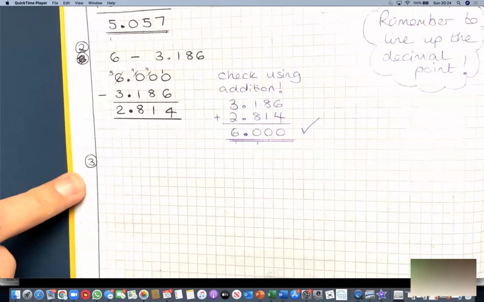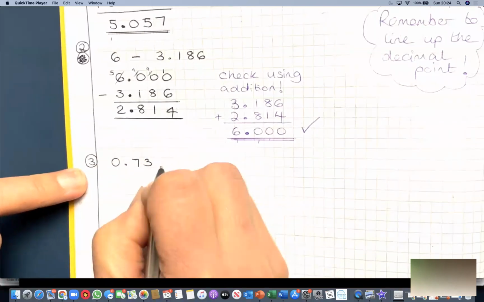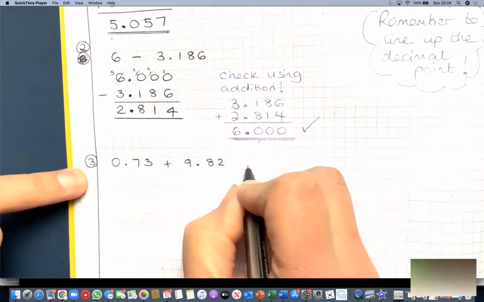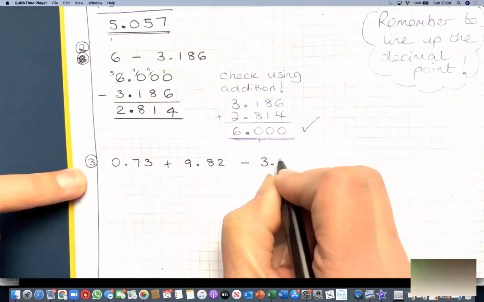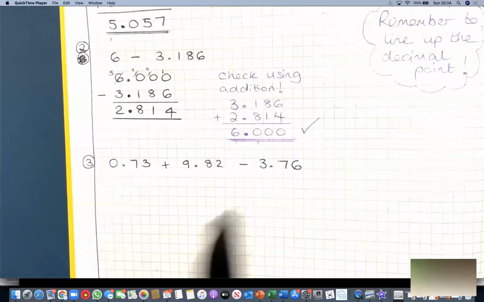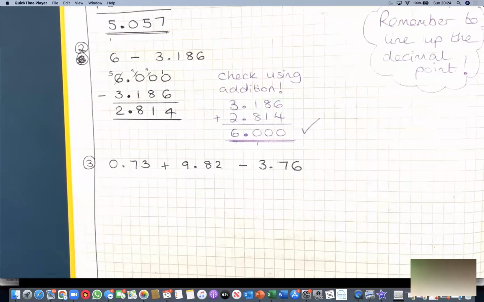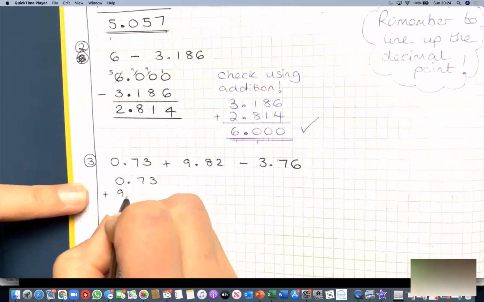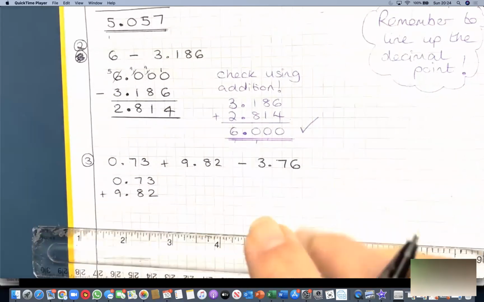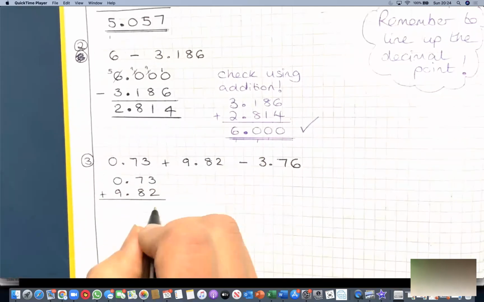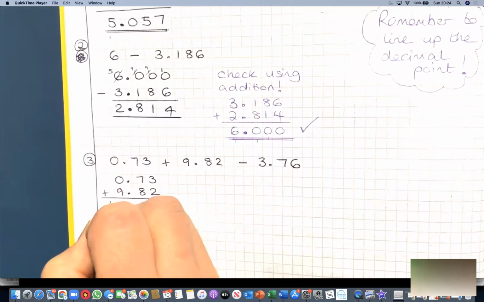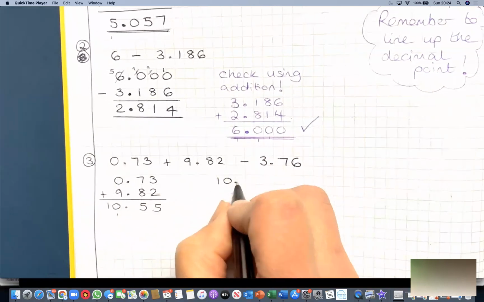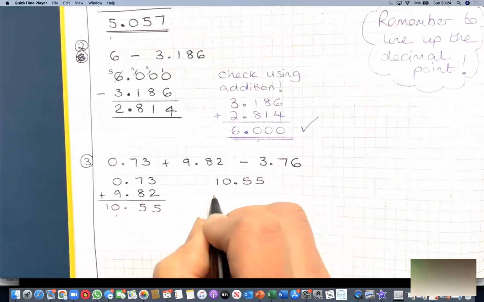Question 3. I've got 0.73. We're adding 9.82 and we're subtracting 3.76. Remember, with our order of operations, addition and subtraction are of equal importance, so we work from left to right. So we're going to do the addition bit first. 0.73 plus 9.82. Same thing, column method, nice and straightforward. 5, 5, carry the 1, 10. I've now got 10.55, and I'm now going to subtract my 3.76.